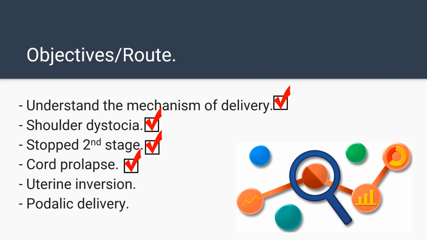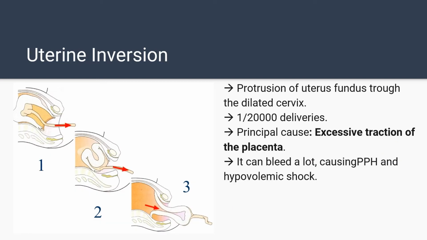So now I'm going to talk about uterine inversion. That is almost the last emergency before the podalic delivery. Uterine inversion is the protrusion of the uterine fundus through the dilated cervix. It's very uncommon, and the principal cause is excessive traction of the placenta, or maybe placenta accreta, so the placenta is very attached to the uterus, and when we pull, we can pull the uterus.